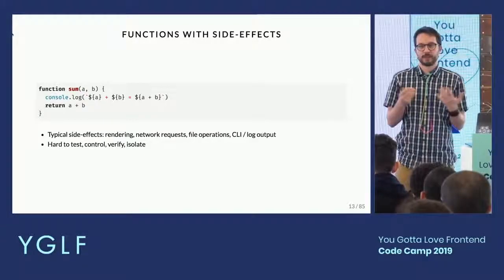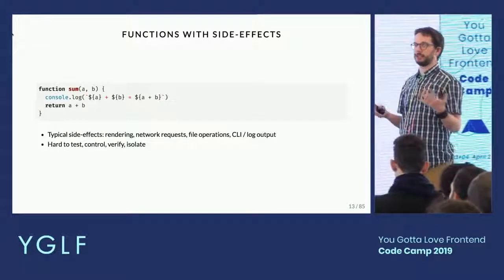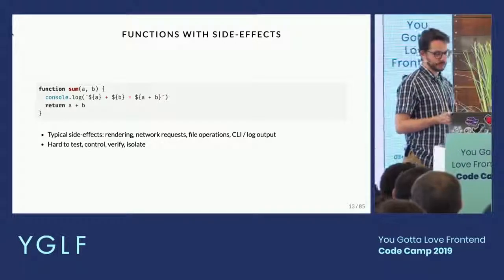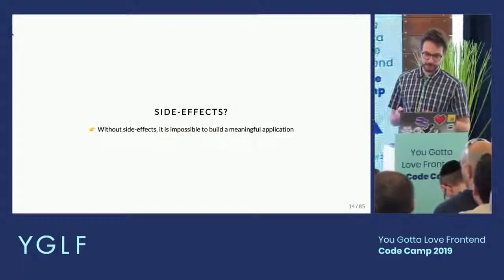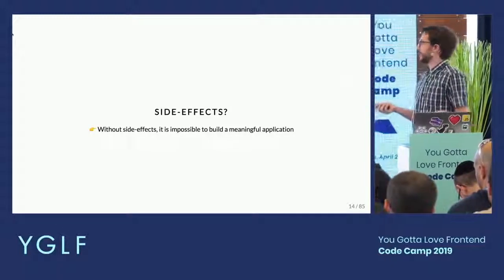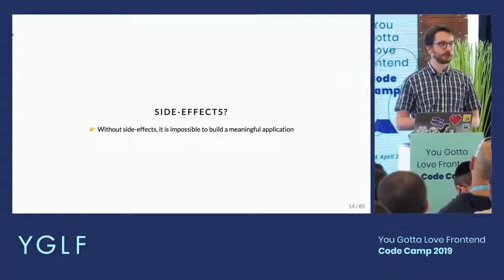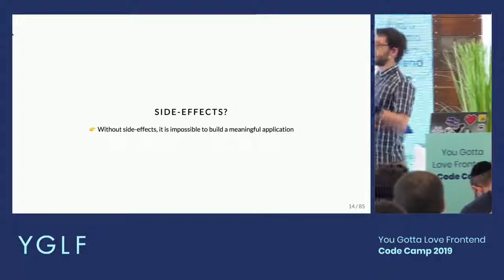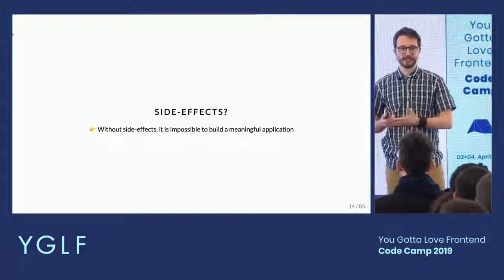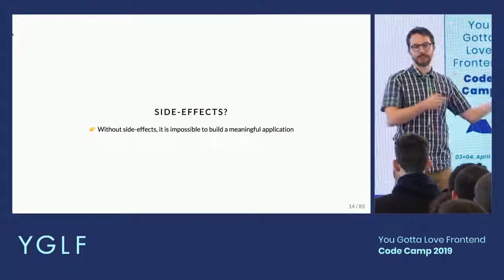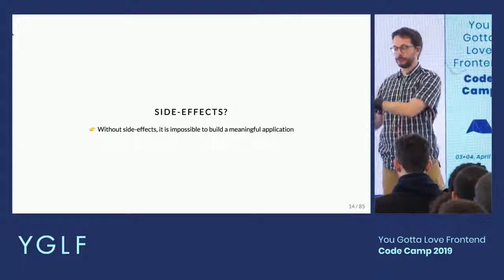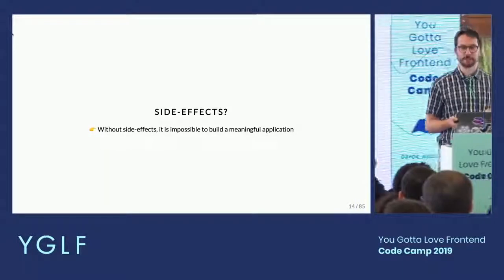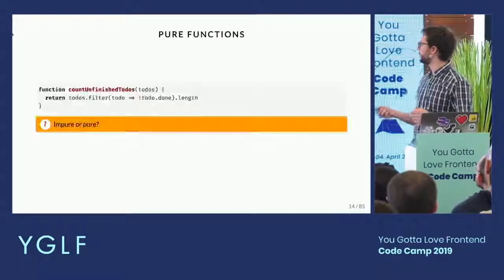They're hard to control and isolate, and you need to stub all kinds of APIs to work with them in tests. It's annoying. But the point is that without them, it's impossible to build a meaningful application. If your application cannot output anything, what is the point of it? It always needs to store something somewhere, show something on your screen, visualize something. So without them, it's impossible to build a meaningful application.